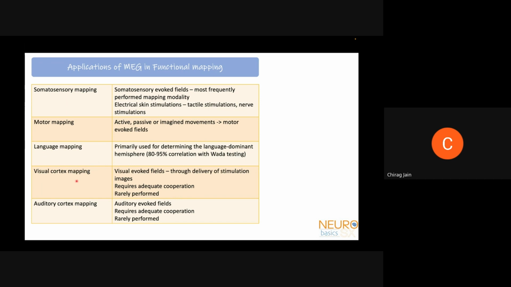For visual cortex mapping and auditory cortex mapping, these both require a lot of cooperation. The patient cannot be sleep deprived, has to lie still, has to cooperate. That is why these two are rarely performed with MEG.